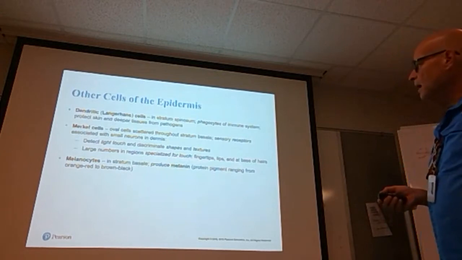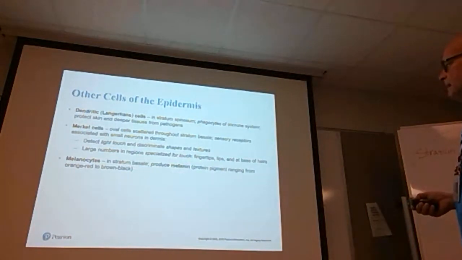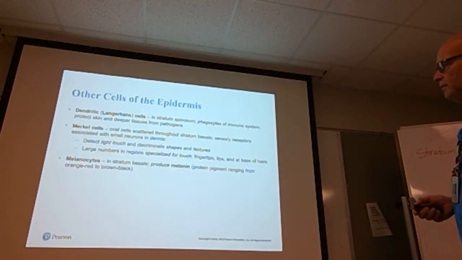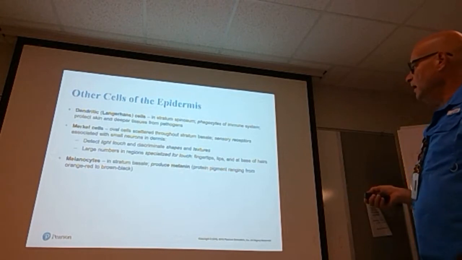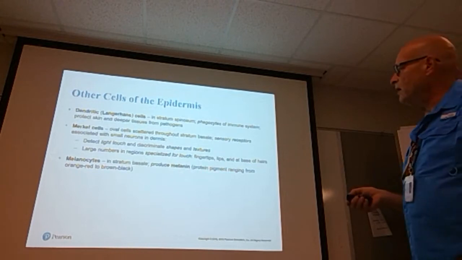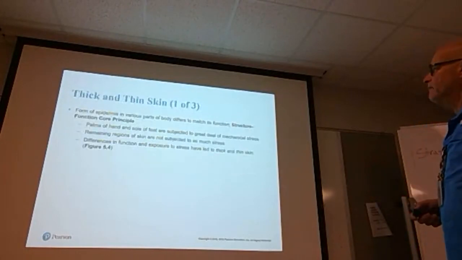You have melanocytes found in the stratum basale. These are the ones that produce melanin. This is the pigment-producing skin. And again, the pigment-producing cells within the skin range from an orangey red color to brown to black. And again, your skin tone is a result of not only the amount of melanin you have, but also the variety or the type of melanin that you have.